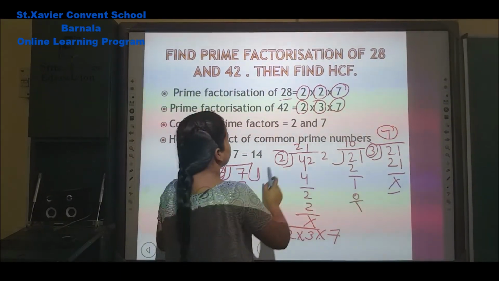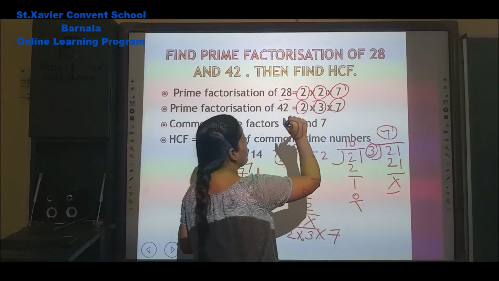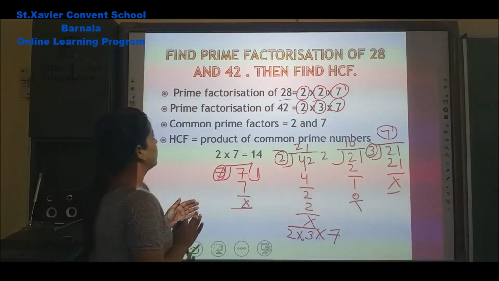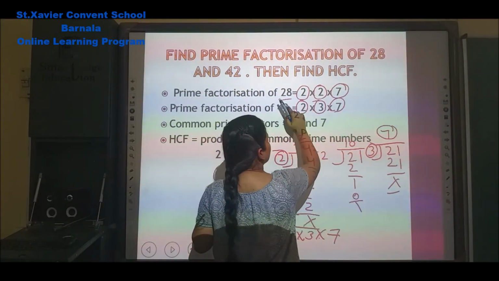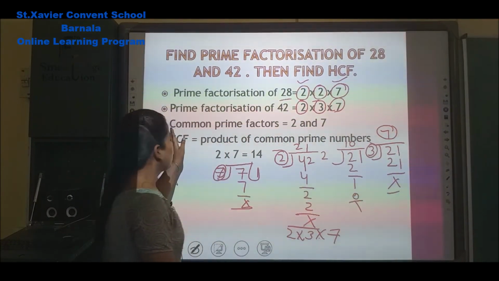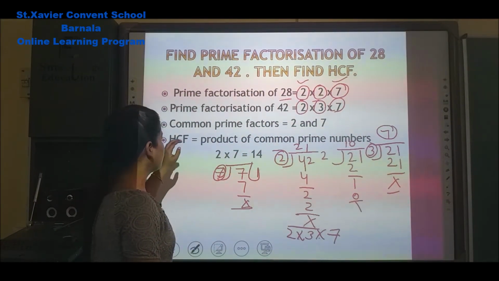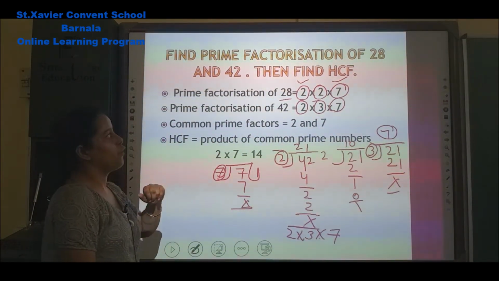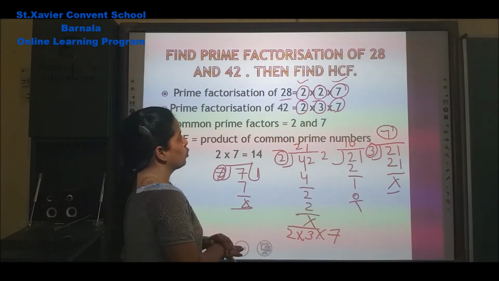So we have the numbers 2, 2, 7 and 2, 3, 7. Now we find the common factors of 28 and 42. 2 is common and 7 is common. The common prime factors are 2 and 7.